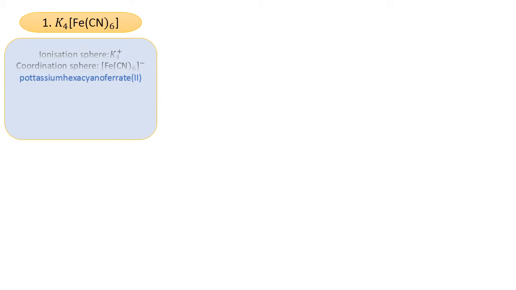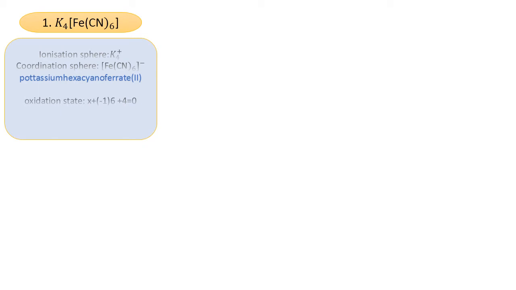Since there are 6 cyano, we are writing it as hexacyano and then the name of the central metal ion, that is ferrate, and then the oxidation state in the bracket in Roman numerals. Here ferrate, because the coordination sphere is an anion, that is the complex is negative, so the metal becomes ferrate. Metal ends with ATE.